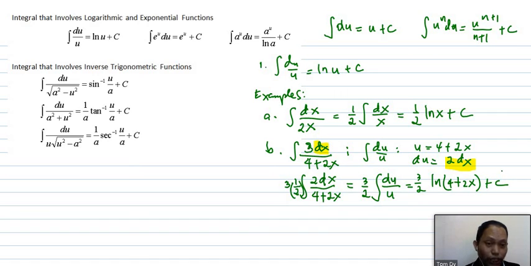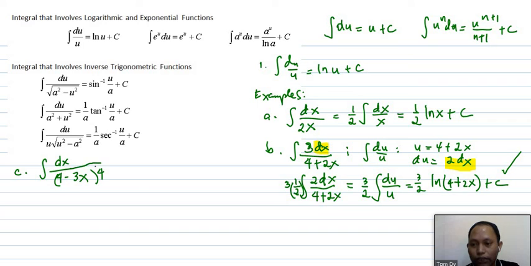So this will be our final answer for this particular problem. Another example, we have here letter C, the integral of dx over 4 minus 3x raised to 4. If you have noticed this one, our denominator, the exponent, is raised to 4.